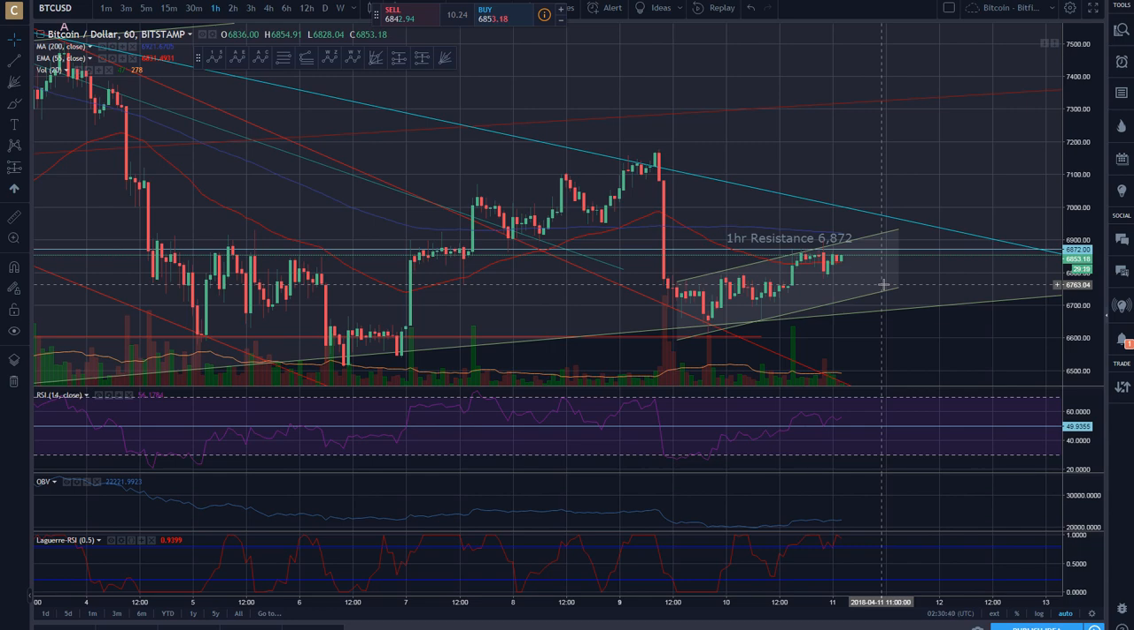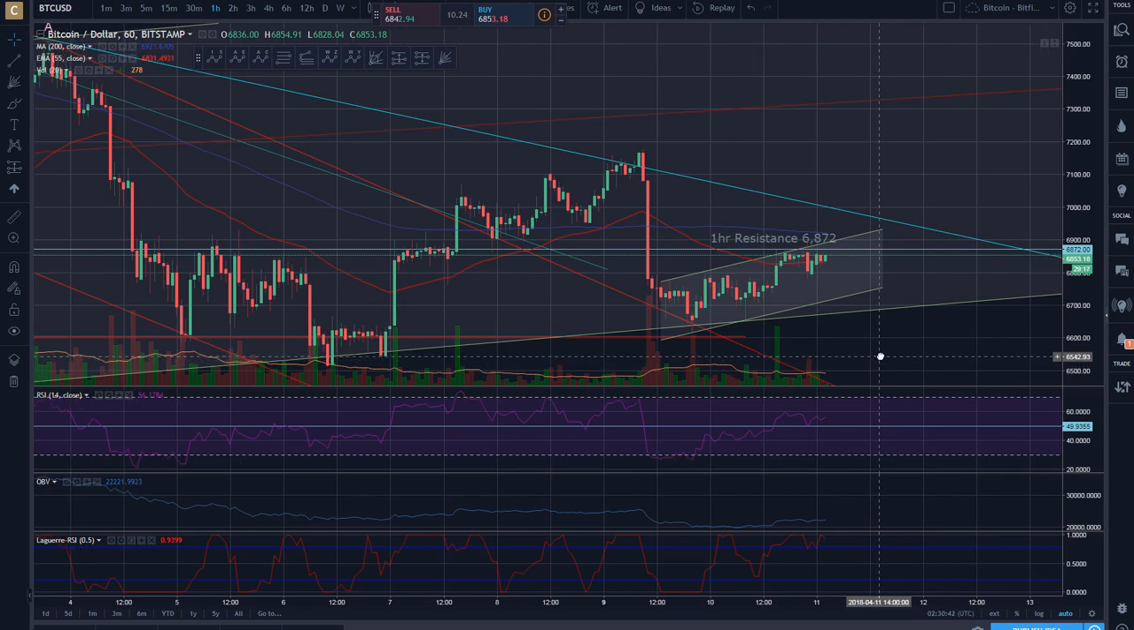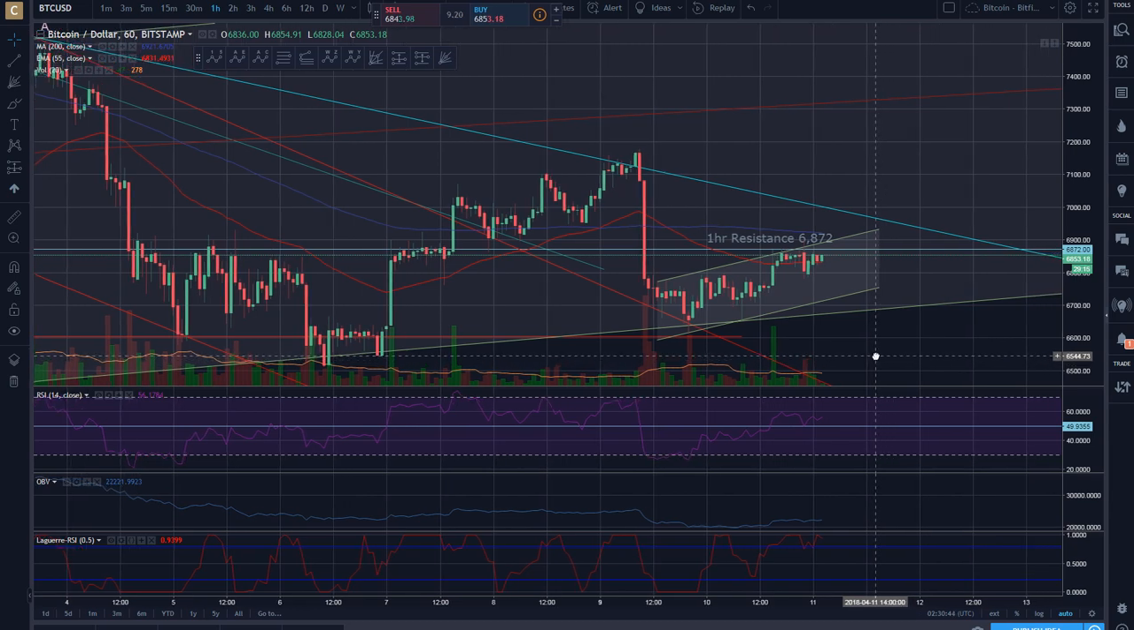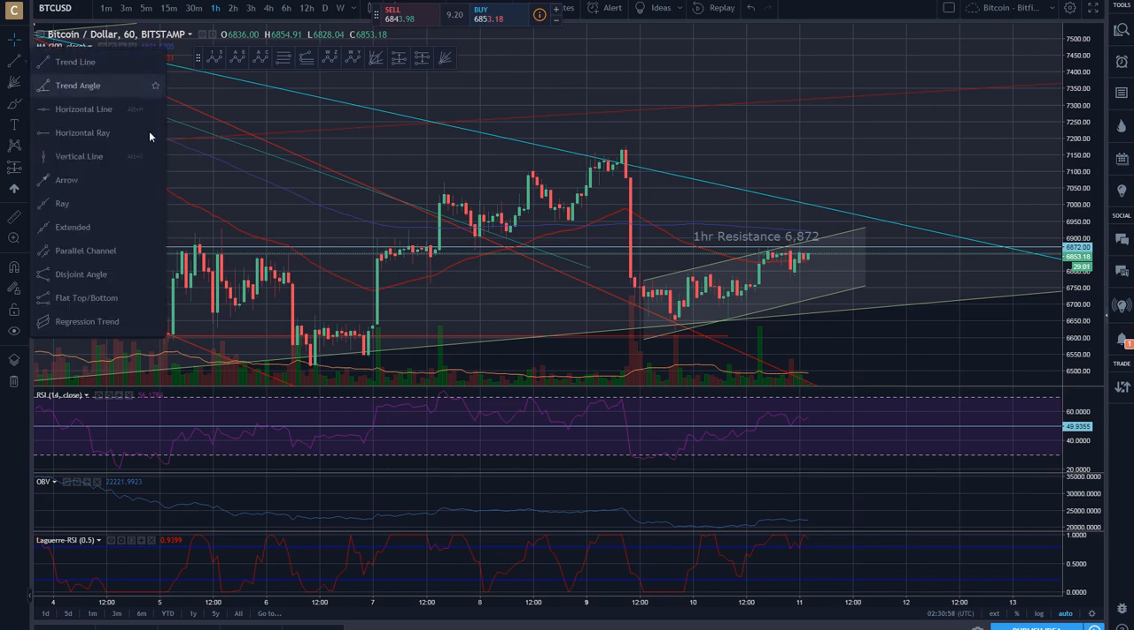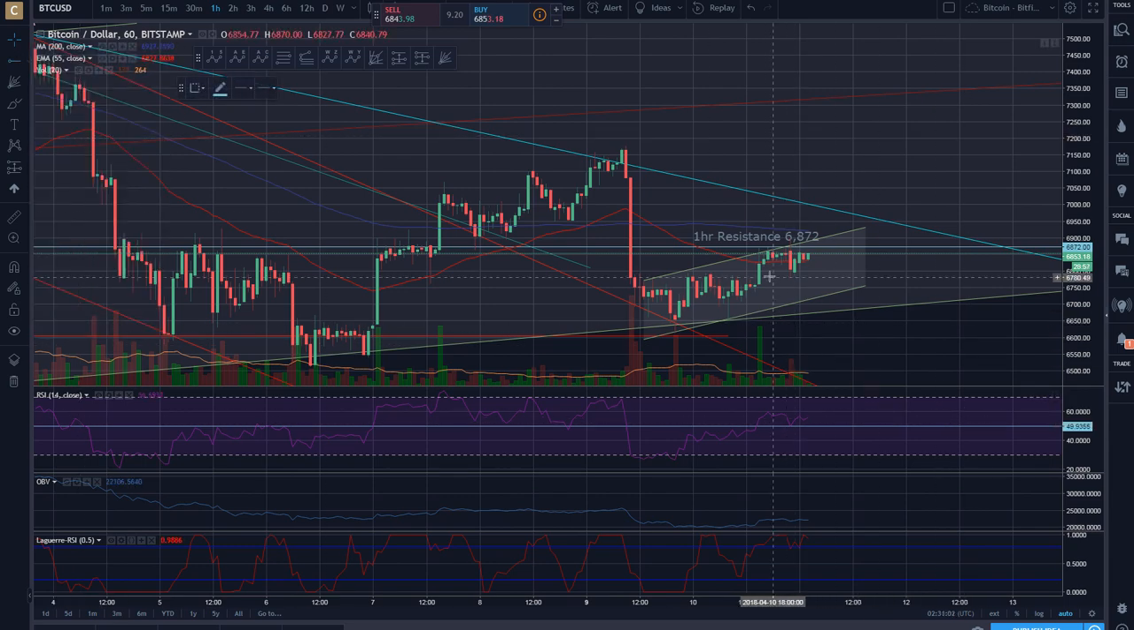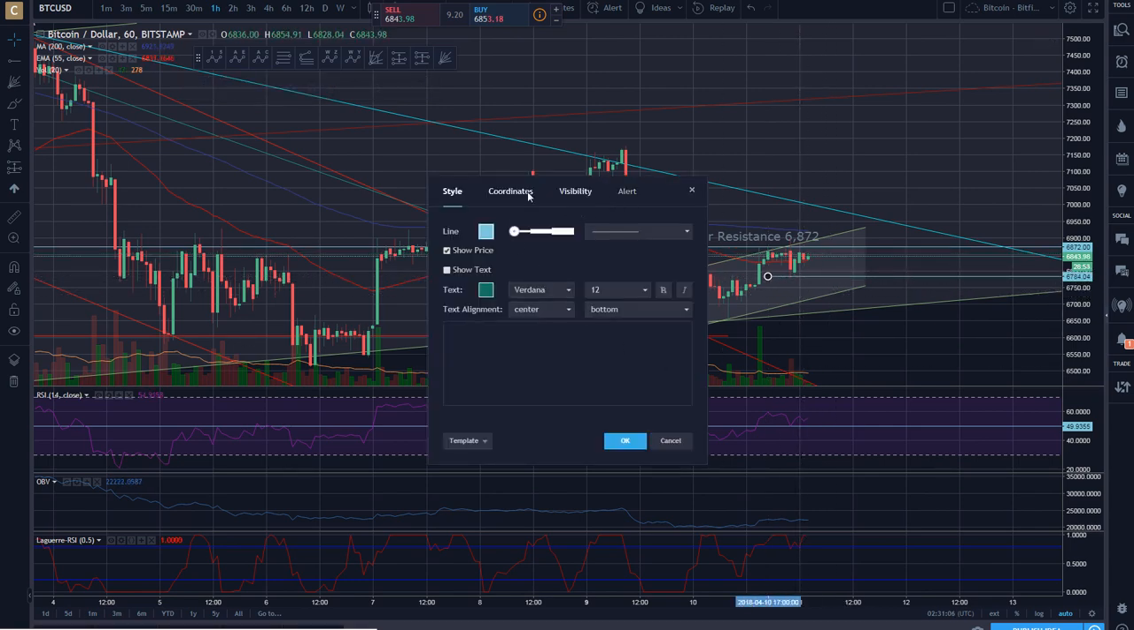The 1 hour resistance we had is at the 6,872 level right here, right? But I'm also going to put a 1 hour support of 6,784, and we're going to have, like I mentioned before, kind of a quasi channel, right? 6,000.